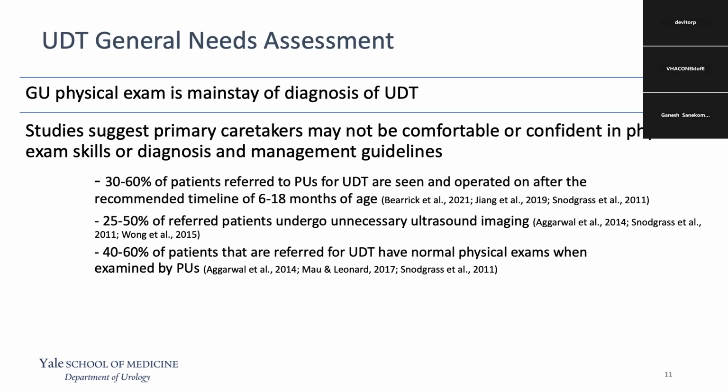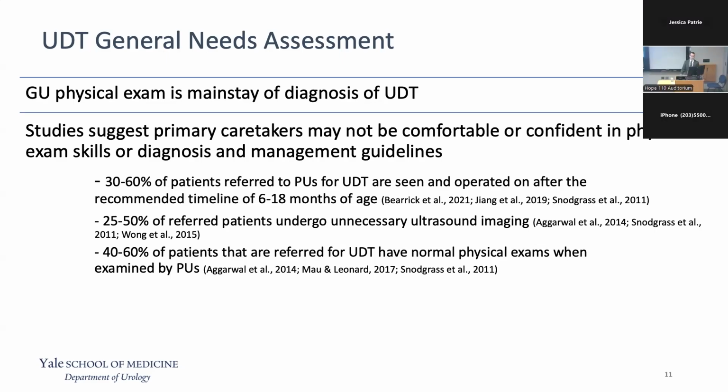And previous studies over the past couple decades have shown that primary caretakers and primary care pediatricians may not be very comfortable or confident in their physical exam skills or the diagnosis and management guidelines in the care of these patients. So as an example, 30 to 60% of patients that are referred to pediatric urologists for undescended testicles are seen and operated on after that 18-month window that we try to give.